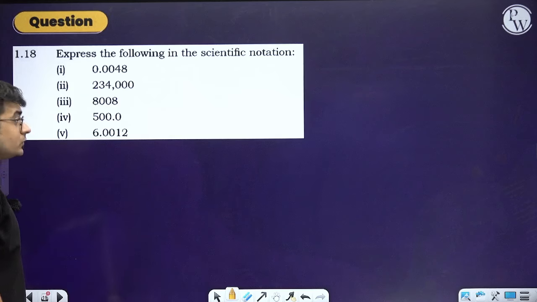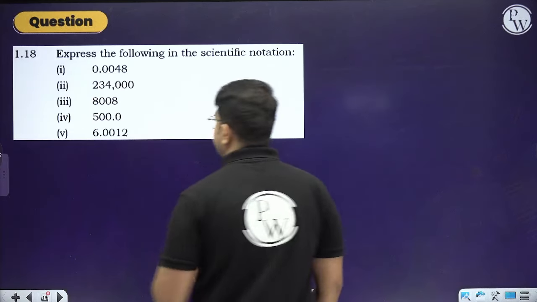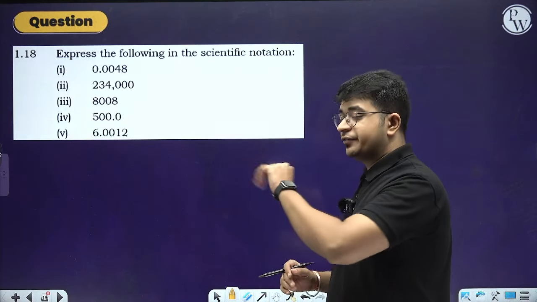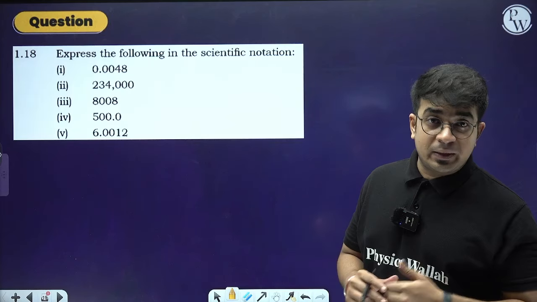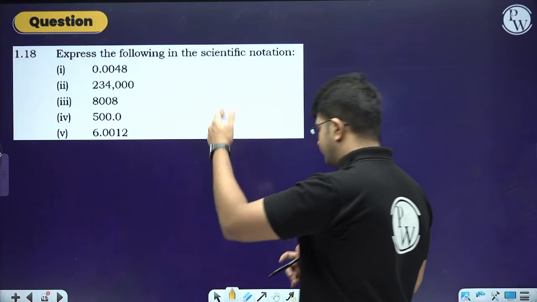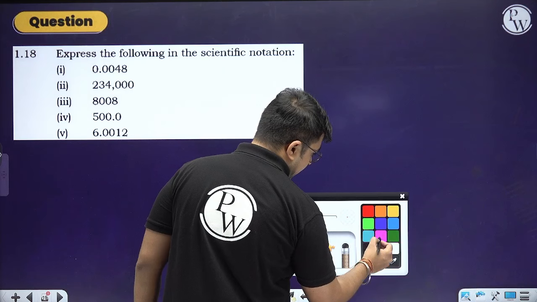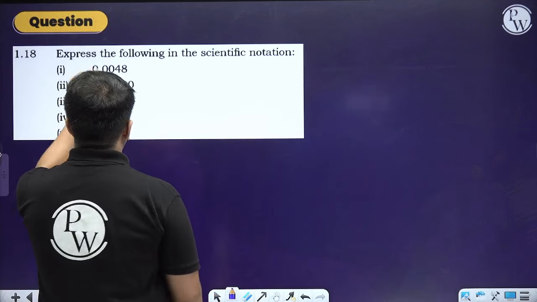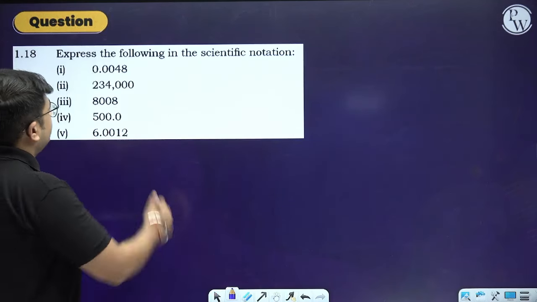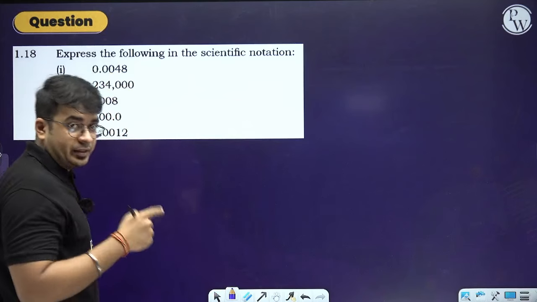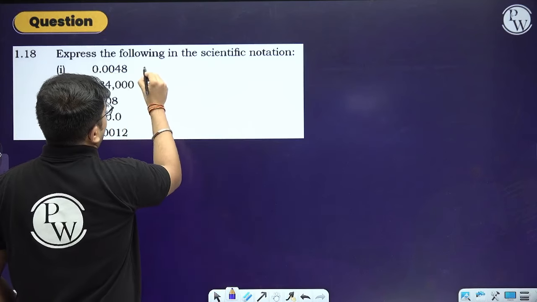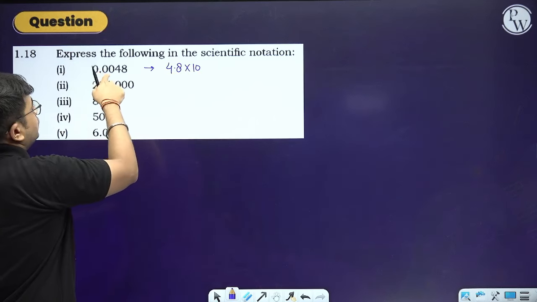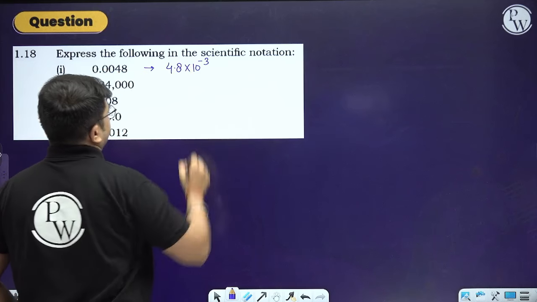Now we have certain other questions from NCERT itself. The question says: express the following in scientific notation. How are you going to explain this particular part? Very easy. In the first case, we have the value 0.0048. I can move the decimal from left to right, which means the exponent is going to be negative. So that will be 4.8 multiplied by 10 raised to the power minus 3.